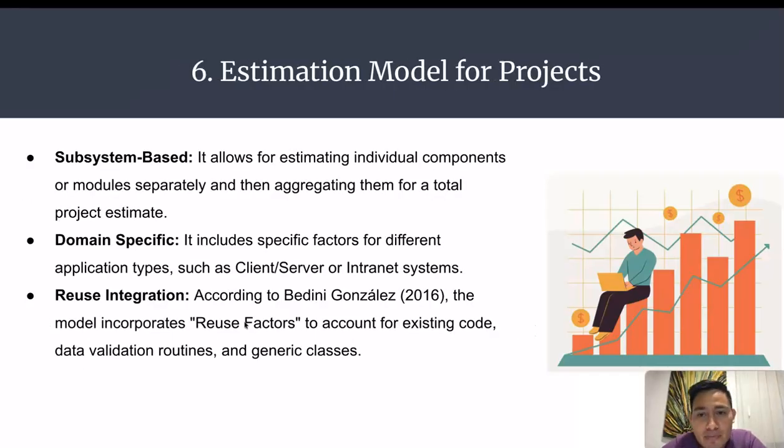6. Estimation model for projects. Subsystem based: it allows estimating individual components or modules separately and then aggregating them for the total project estimate. Domain specific: it includes specific factors for different application types, such as client-server or intranet systems. Resource integration: according to Benny Gonzalez, 2016, the model incorporates resource factors to account for existing code, data validation routines, and generic classes.